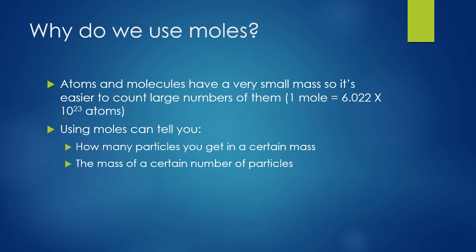6.022 times 10 to the 23rd. It's written in scientific notation. It has a positive exponent. So that positive exponent of 23, that's saying you're going to move this decimal point 23 times to the right, making this a huge number.